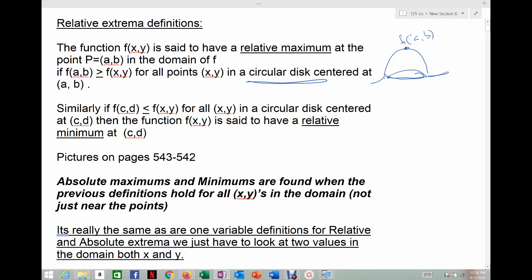Same thing for the minimum. Minimum would be more of a valley type area. Again, a circular disk means, because it's in 3 dimensions, this would be the smallest point, right, in the area surrounding it. So again, like I said, it's like a valley.